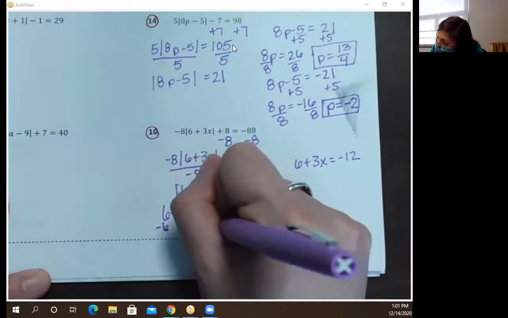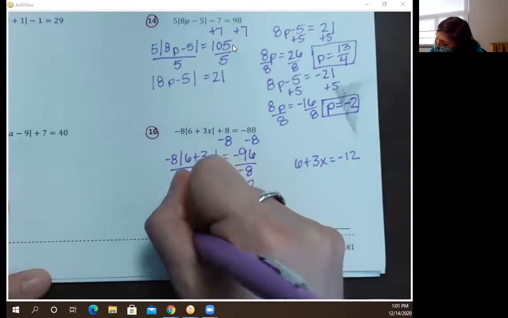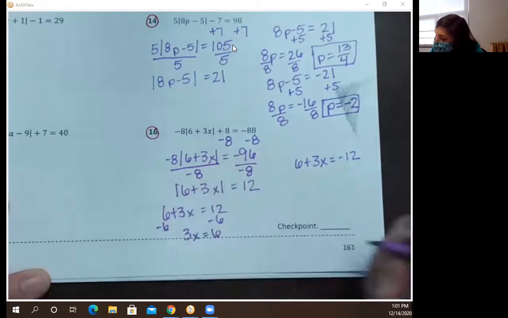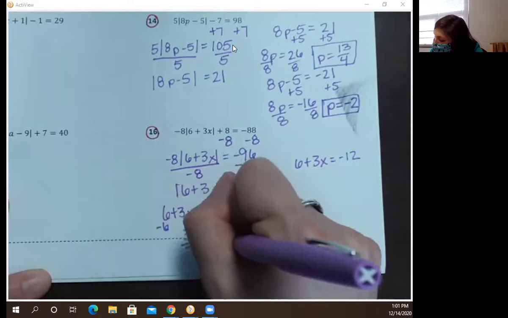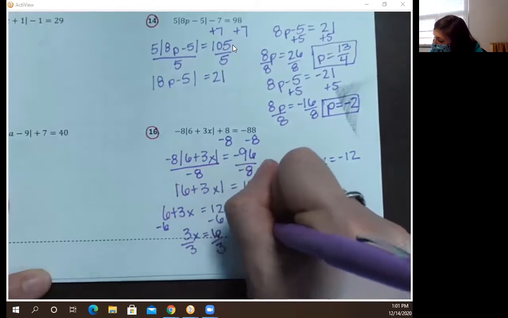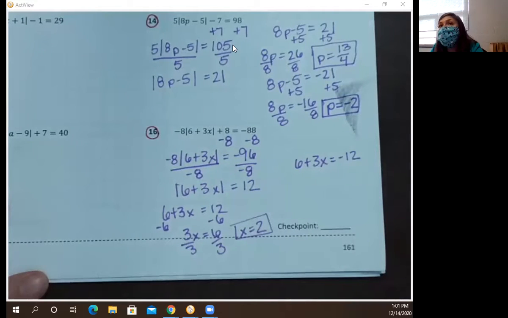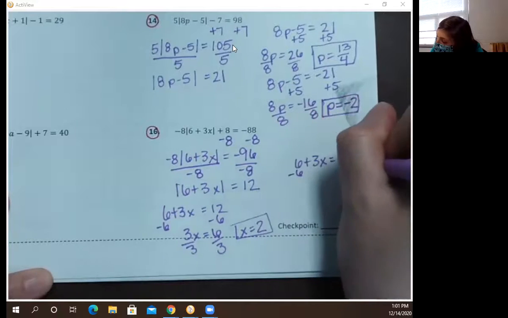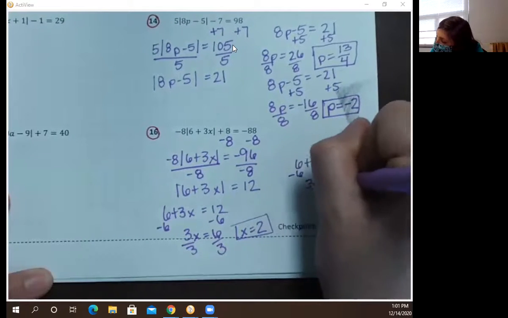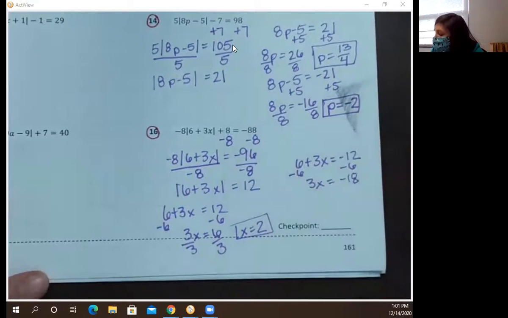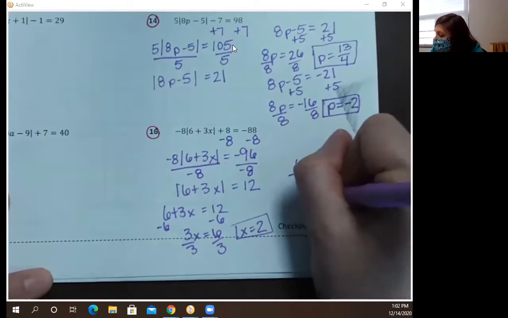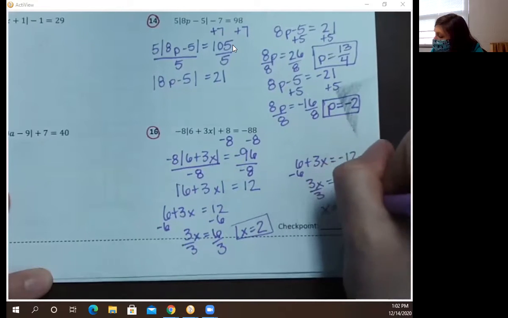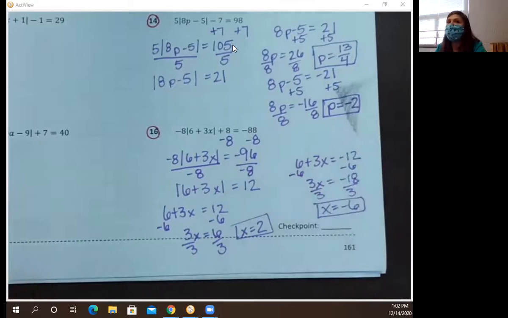So I'm going to start by moving 6 to the other side. So I would get 3x equals 6. Divide both sides by 3, and we get x to be 2. Then for my other equation, again, start by moving 6 to the other side. This time we get 3x equals negative 18. Then divide both sides by 3, and we get x to be negative 6. They're my two solutions there. Questions for me on 16?